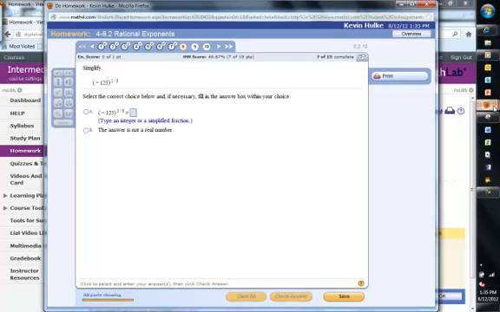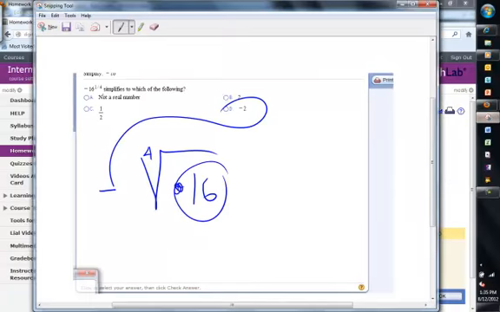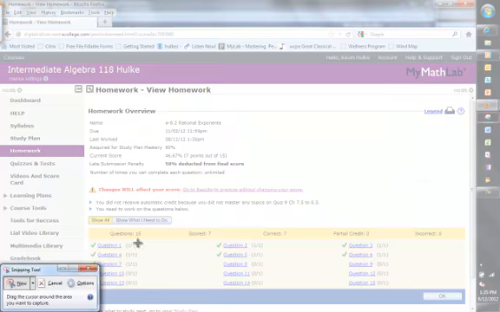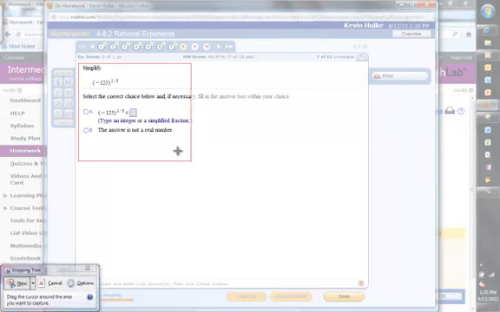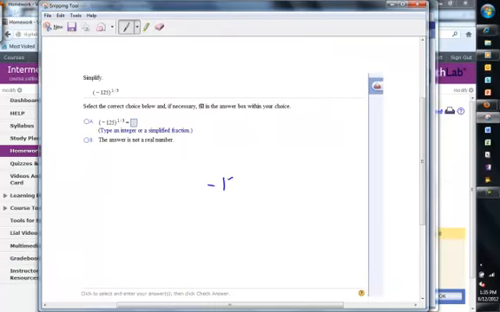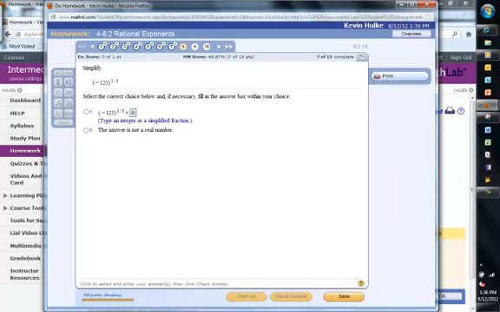All right, negative 125 to the 1/3 is negative 125 under the radical of the third power. This is negative 5 to the third. These two cancel, and so our answer is negative 5.